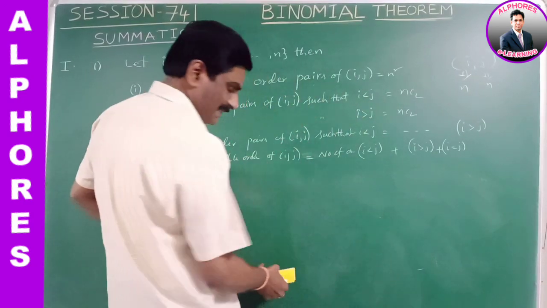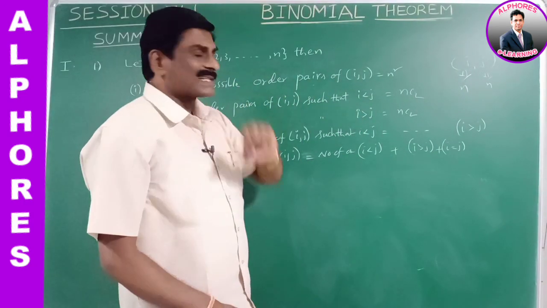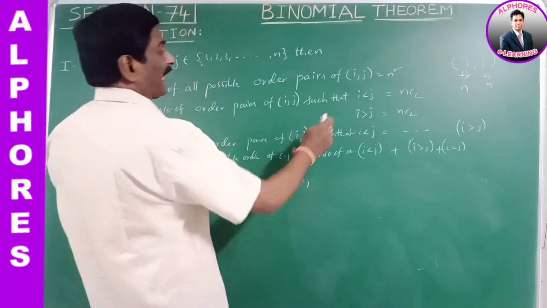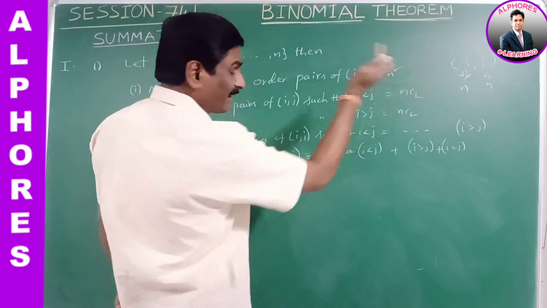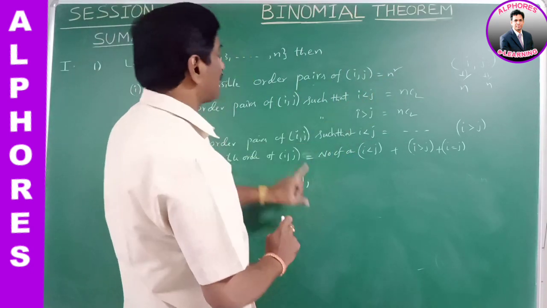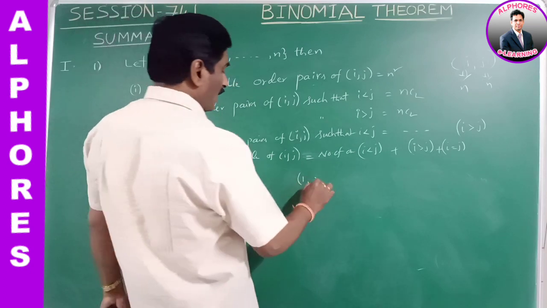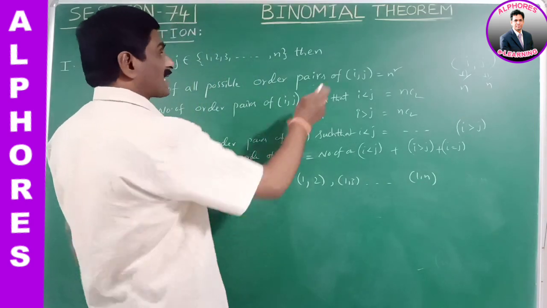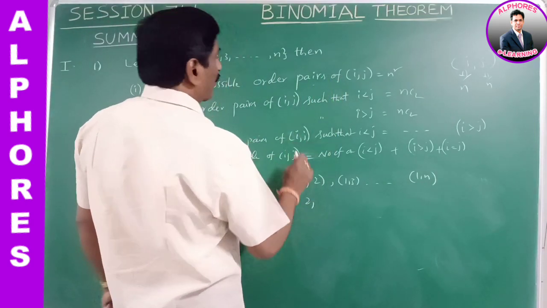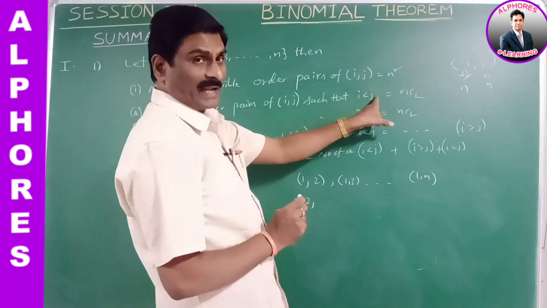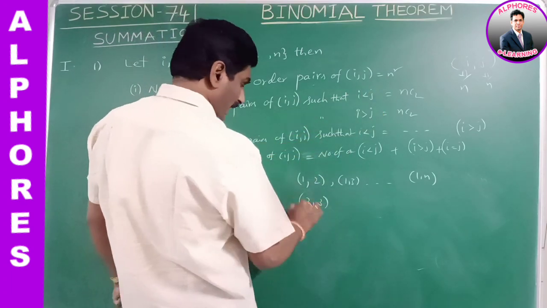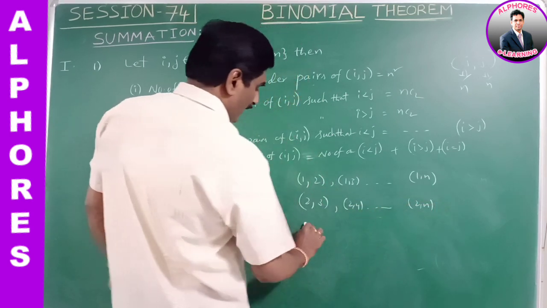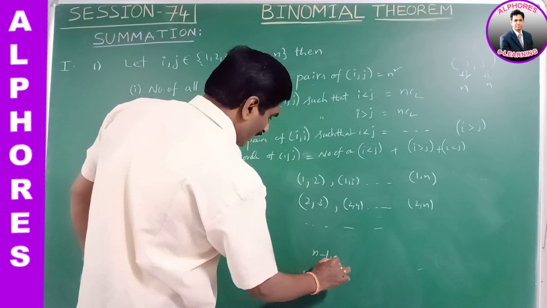Next, second one, the number of ordered pairs such that i is less than j. What is the meaning of this? Suppose the value of i is 1. Next j: i less than j means j is more than i. That means j begins from 2. That means 1, 2; 1, 3; so on 1, n. Please observe these values. Suppose i begins with 2, then what is the value of j? i is less than j, j is more than i. That means it starts with 3: 2, 3; 2, 4. Next, what is the value? 2, n. In this way, the last term is n minus 1, n.